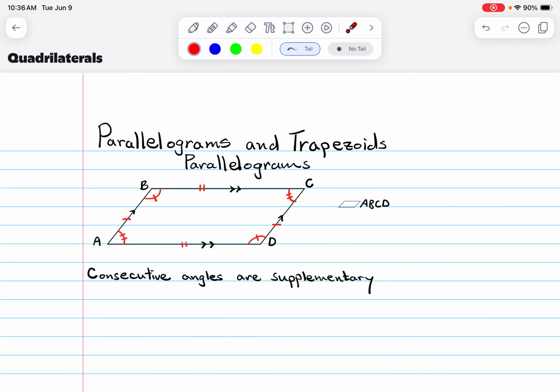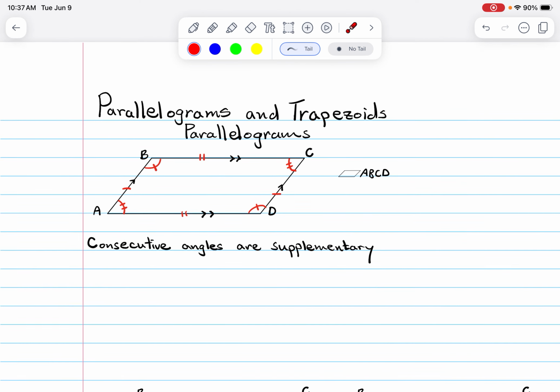Okay. And you can prove all of this by going back and remembering parallel lines cut by a transversal. See, we have parallel lines here cut by a transversal. Here we have parallel lines cut by a transversal. So you can go back and piece all of this together. But remember, consecutive angles are supplementary. And then you can get other properties just from looking at what I've drawn here and how I've labeled it.